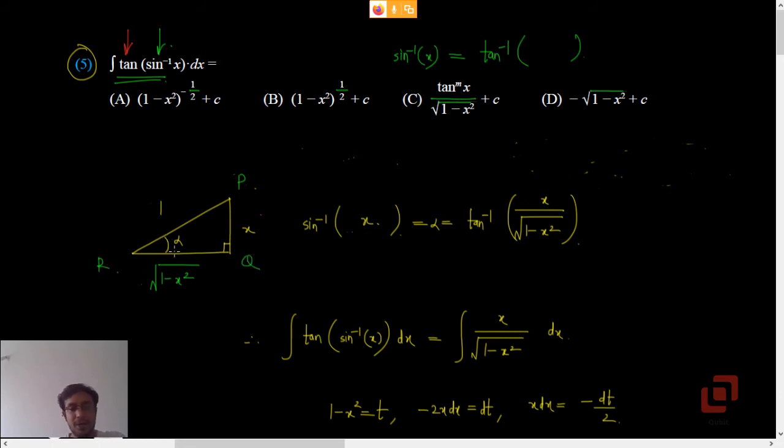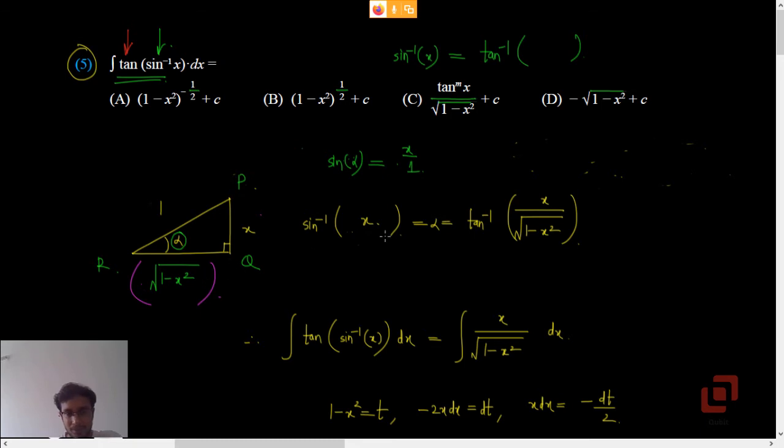Okay, and I'm calling this angle alpha. From the figure, or from the integrand's inner function, I can say that sine of alpha is equal to x, or x upon 1. Now, to express alpha in terms of tan inverse, or to find the equivalent expression for tan alpha, we must construct the triangle and get the length of the adjacent side, which will turn out to be root of 1 minus x squared.